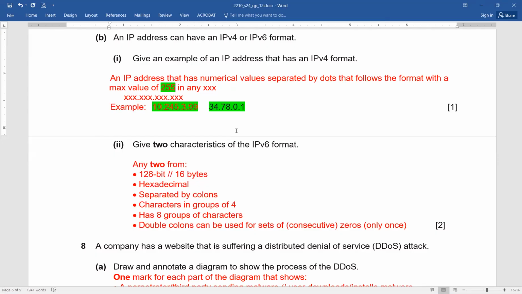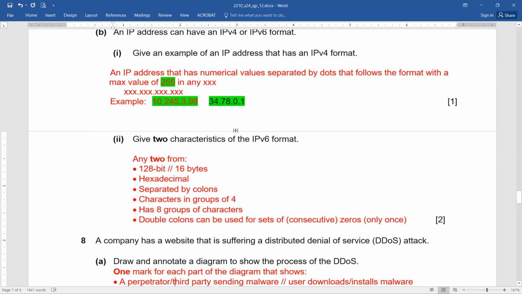Okay. A company has a website that is suffering a DDoS attack, distributed denial of service attack. Draw and annotate a diagram to show the process of the DDoS. So, by the way, this is so simple. What is DDoS, by the way? Web server is attacked by unnecessary traffic coming from multiple sources. Exactly. That was the difference between DoS and DDoS. I hope that we remember that. That's great. Wonderful.